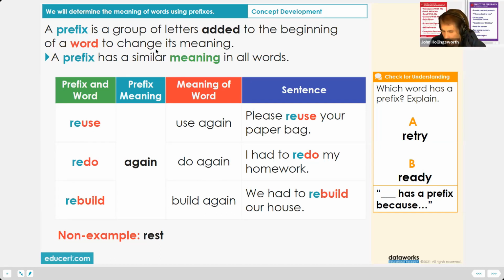Call for the boards up. So write your response for the non-example. And why is ready not a prefix? Ready isn't a word in its own right, so therefore RE is not a prefix. Right, and when you elaborate as a teacher, it's not a prefix added to change the meaning of a word in a consistent way. Yeah, okay, great. So have that good logic ready.